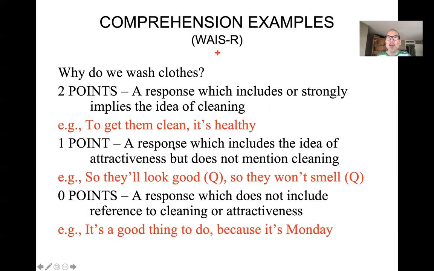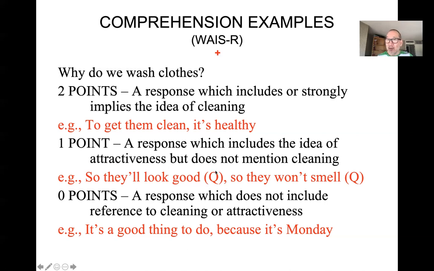Okay. Now, there are a couple of things that the manual is looking for, right? If the person understands that cleaning is important, or that making clothes look nice is important as well. That's the underlying reason behind washing clothes: keep them clean or make them look good, right? A 1 point response includes the idea of attractiveness, but not necessarily clean, just to say, yeah, to make my duds look good, right?